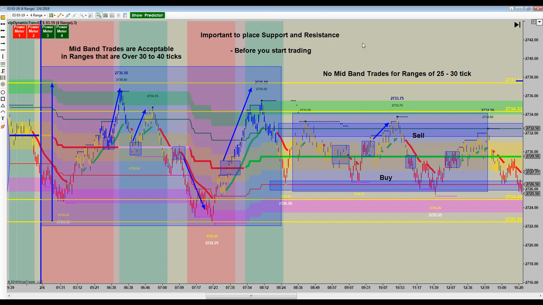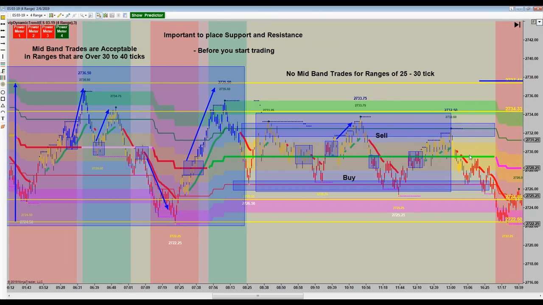Okay, what would the risk be? Well, you just put, if you get long here. Well, here's a case where it didn't work out. If you bought down here, you didn't quite get to the mid-band, it came down through your box. So what do you do in a situation like this where you bought? Well, this was after hours, but let's just look at it anyway.